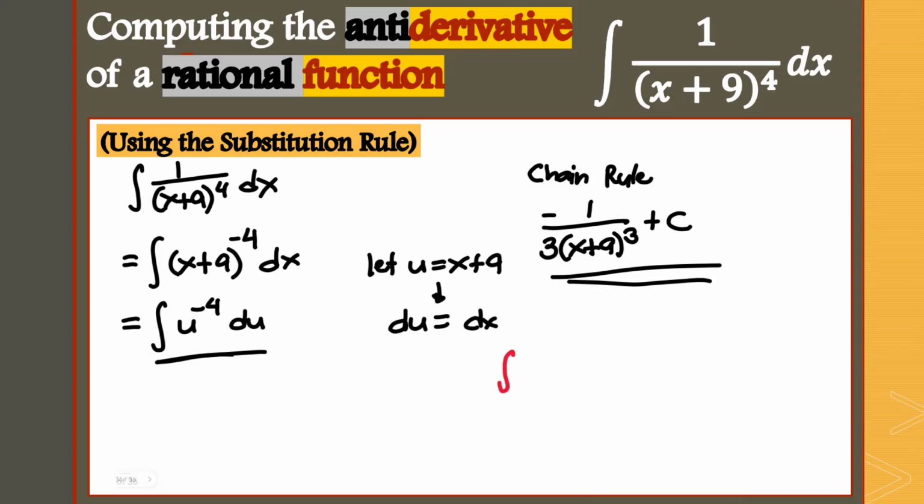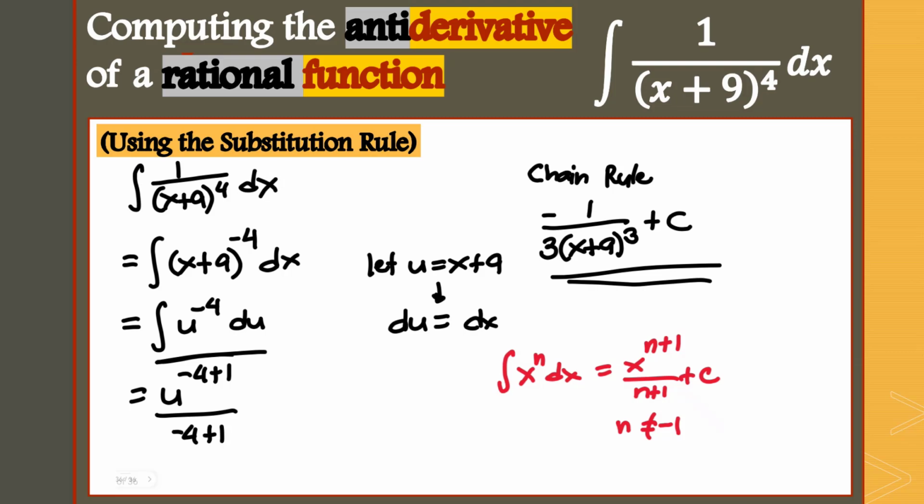Take note, we have the integral of x to the power of n dx. In this case, u to the power of -4 du is equivalent to x to the power of n plus 1 over n plus 1 plus c. This is true when your n is not -1, and obviously it's not -1. So we'll have here u to the power of -4 plus 1 over -4 plus 1 plus c, which would be simplified to u to the power of -3 over -3 plus c.